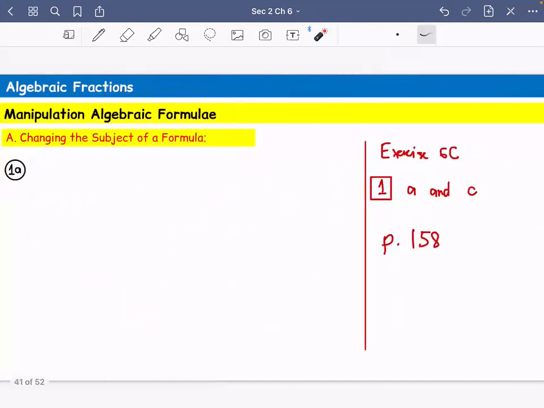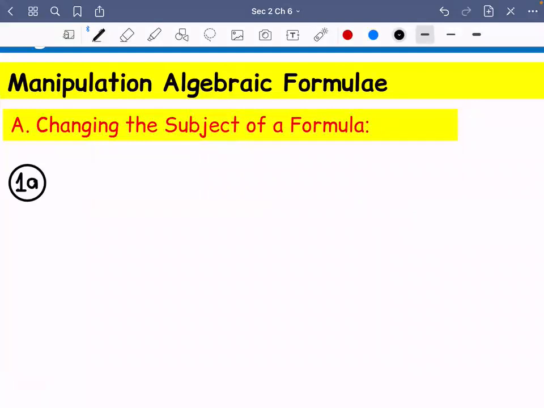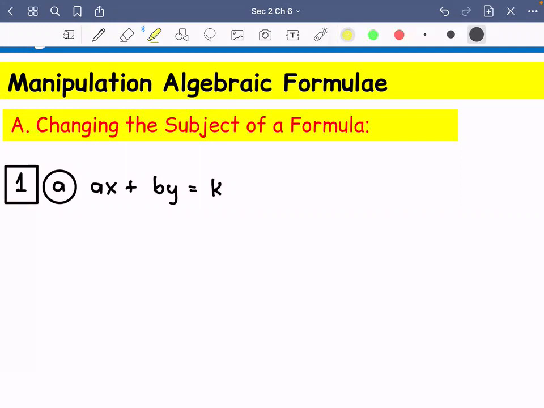Okay, 1A and then 1C. So this is A. I got ax plus by equals k. We need to make y the subject of the formula. So this one, let me highlight that, or just draw an arrow.